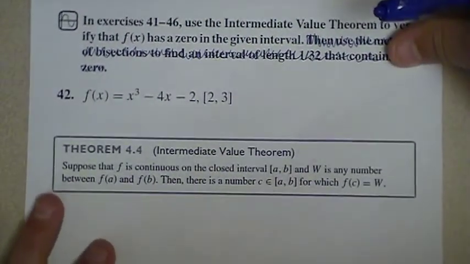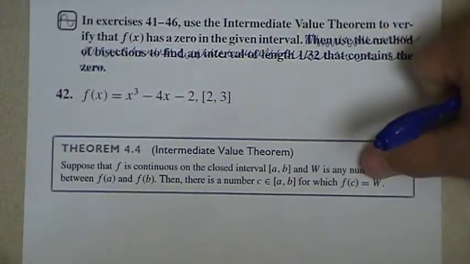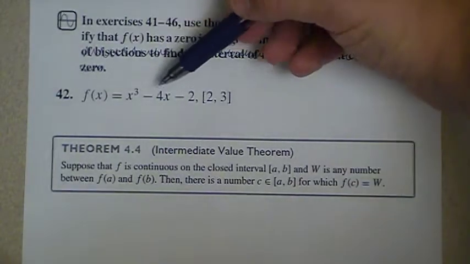So all I want you to be able to do is to gain a little bit of exposure to the intermediate value theorem, using it to verify that the function we're looking at has a 0 on the interval that's specified. So I have the intermediate value theorem copied from the book here onto this page. 42 is the one I'll take a look at with you guys.